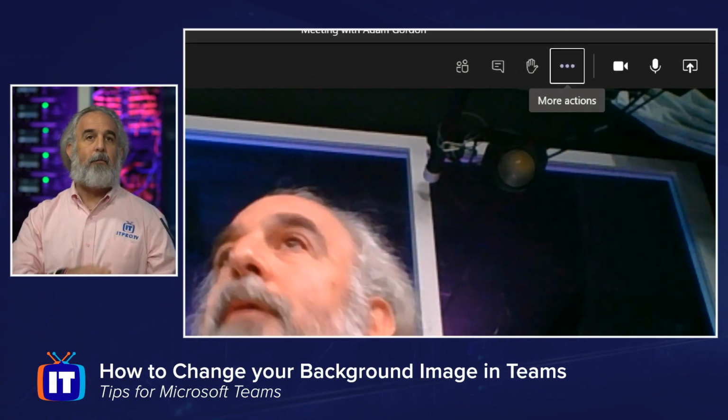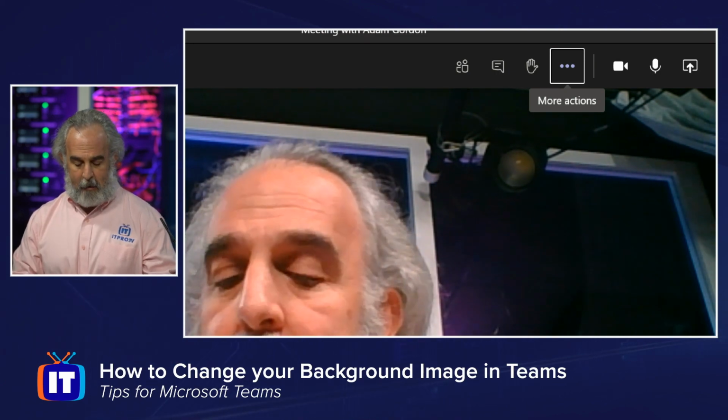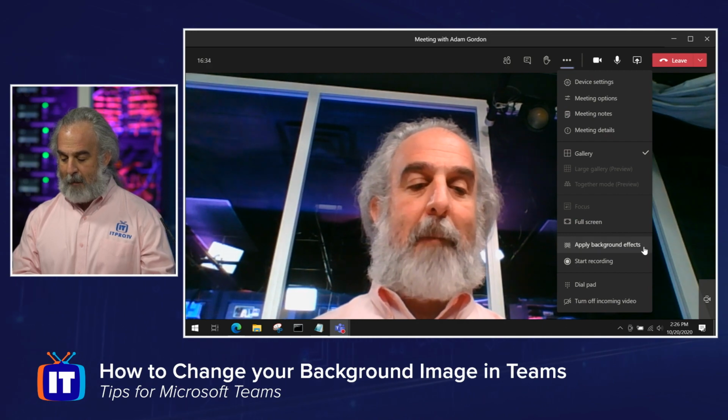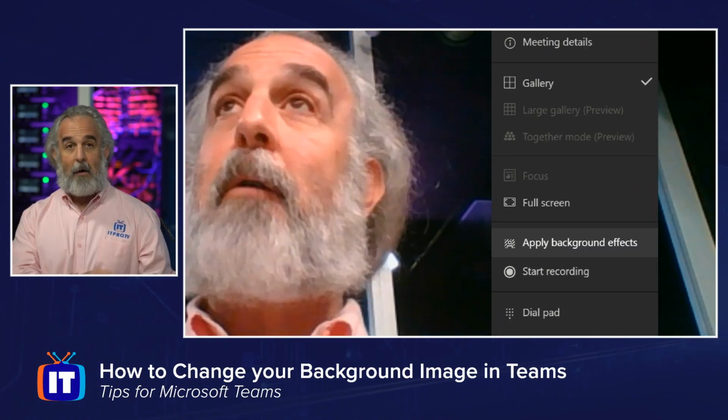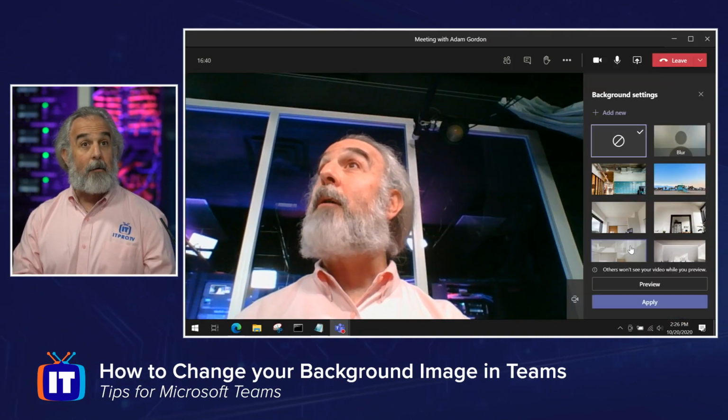I'm going to go over here to where it says More Actions, or 3 dots. We call that an ellipsis. We're going to click on that. We're going to get a pull-down menu. And one of those options is going to allow us to change the background by using what's called the Apply Background Effects settings. You see them right there. And so we're going to click Apply Background Effects.